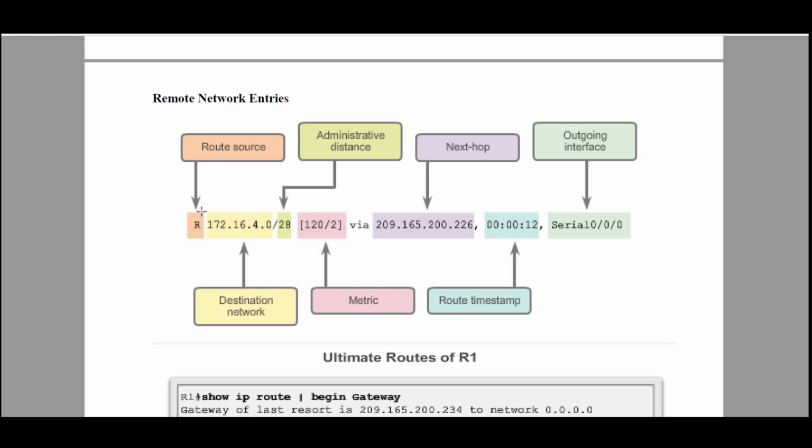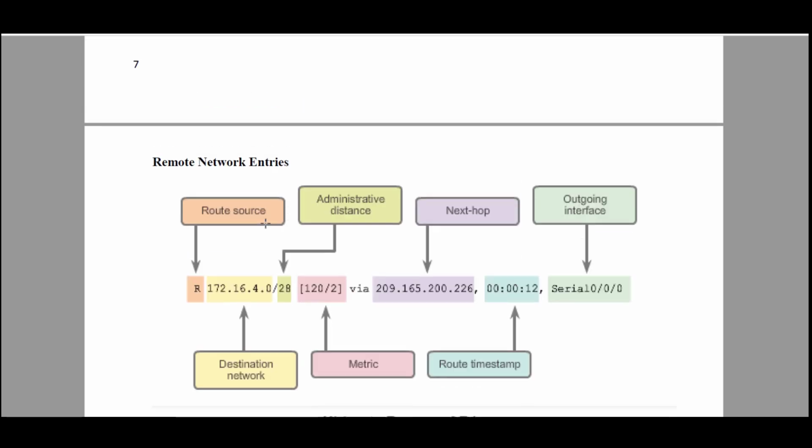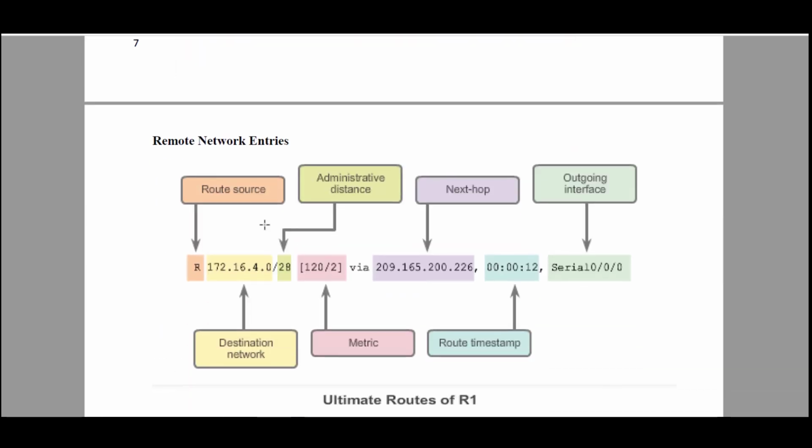In the remote entry, you can see there will be a routing protocol, then the remote network, that is your destination network. Then there will be a subnet mask, then the administrative distance value, then the metric, via the next hop, that means where you are going to make the jump. So other than directly connected, everything is going to be the remote entry.